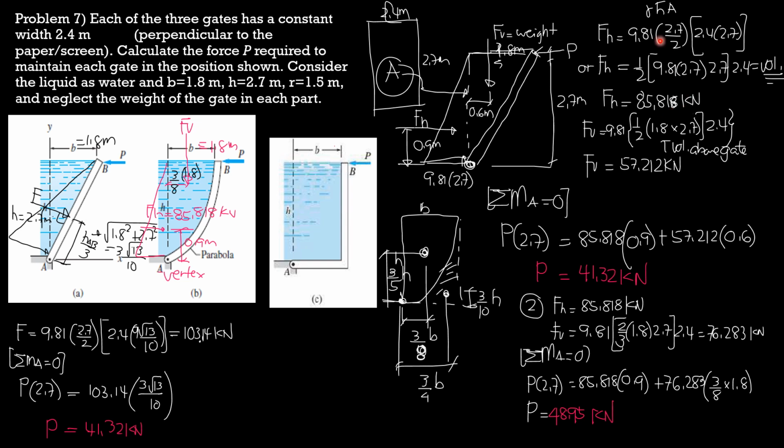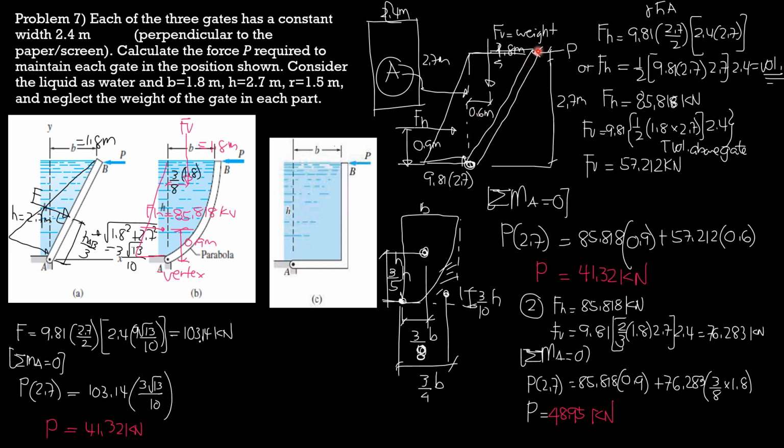85.818 kilonewtons. This is gamma barred H times projected area, while this one is the volume of the pressure diagram, because the gate is rectangular. So we can apply that. So 85.818 kilonewtons. FV is the weight of liquid above the curve, and the weight is specific weight of water times volume above the plane surface.